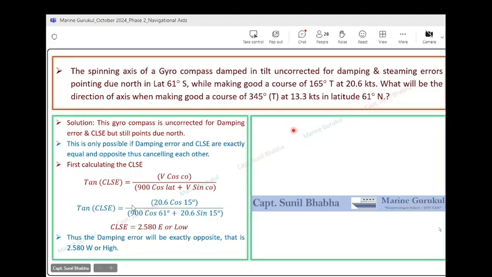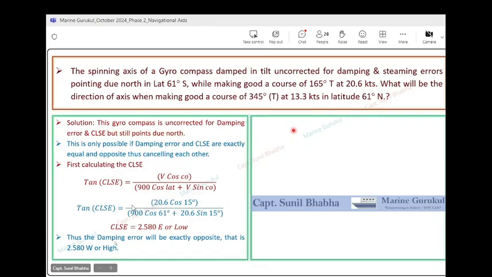That's number one. And number two, even if you do that, the CLSE and damping error may not match with each other. So that will be extra information in the question. So he does not want you to calculate the damping error. He wants you to calculate the CLSE and equate it to damping error.